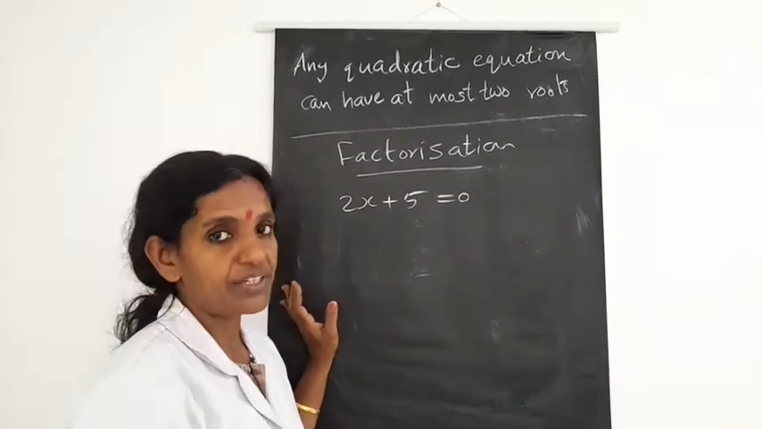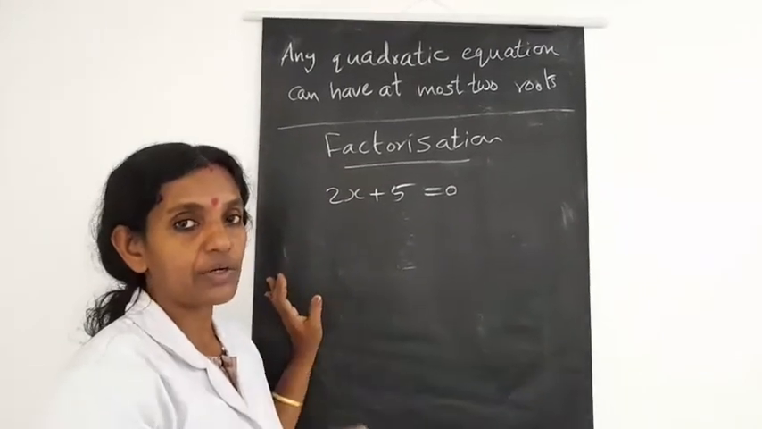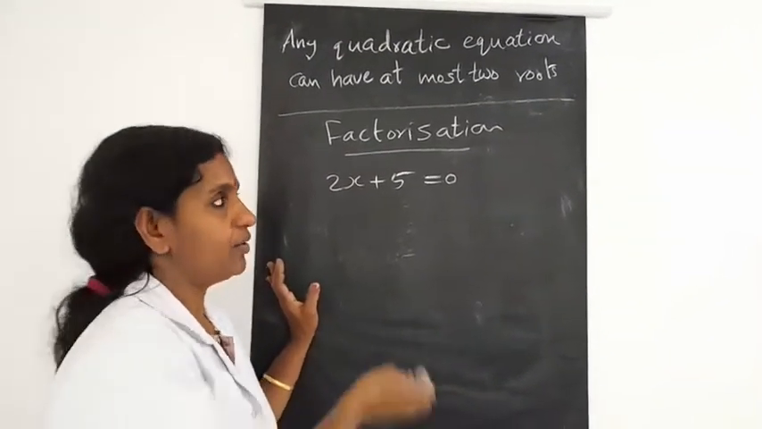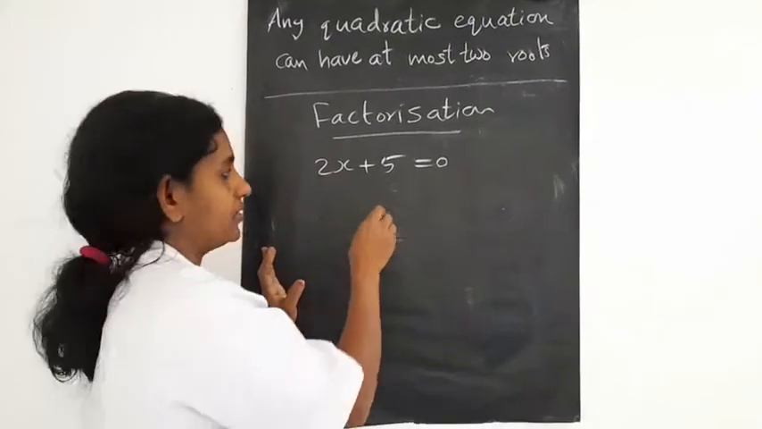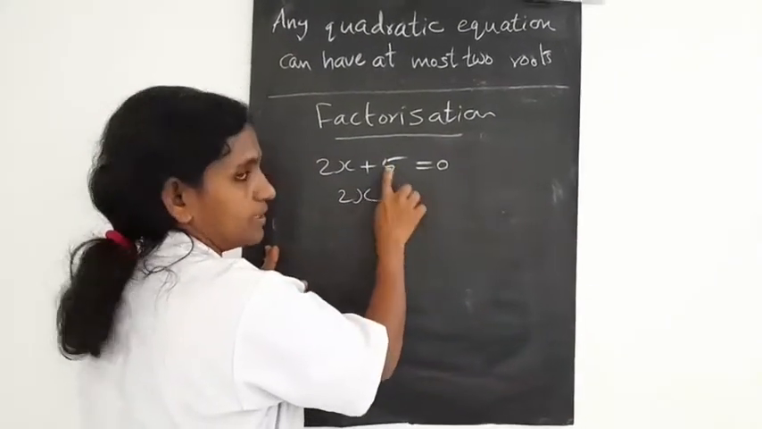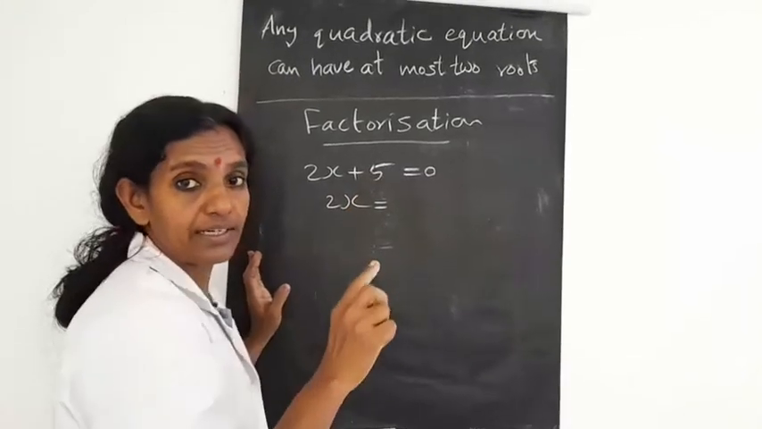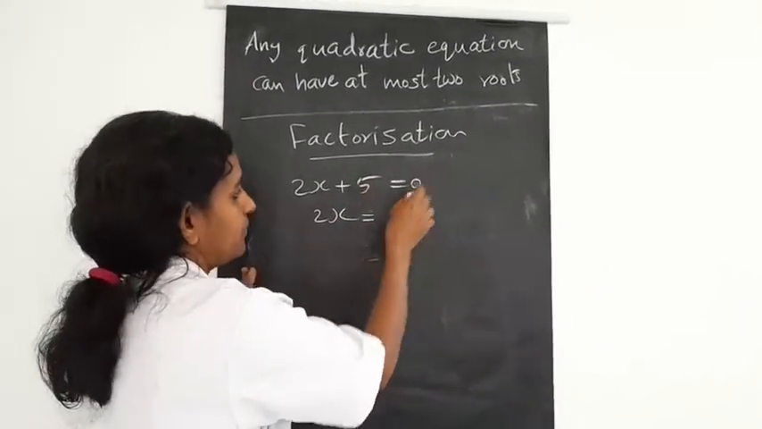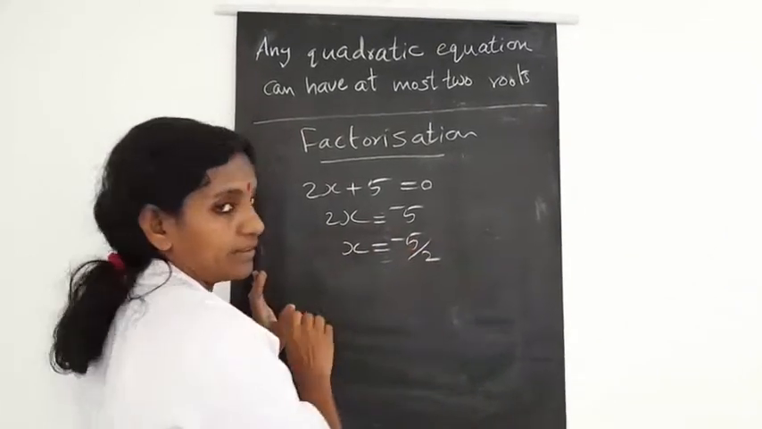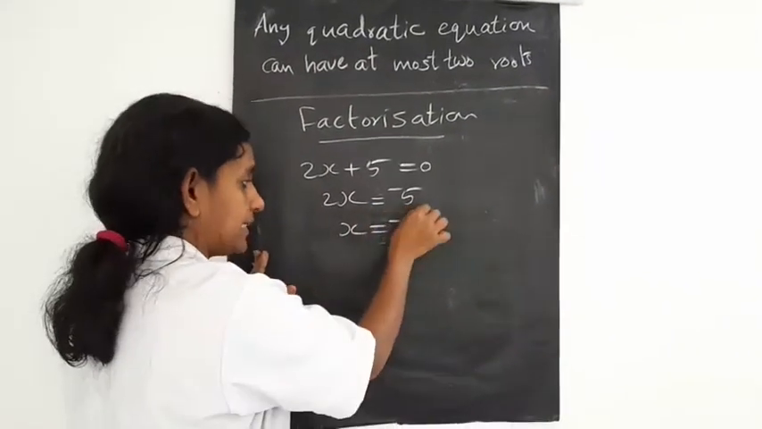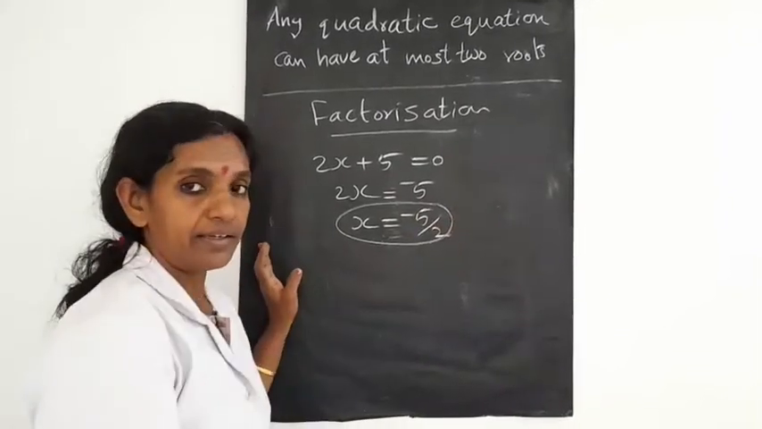It's a linear equation in one variable. Linear equations in two variables also you have studied. So here how can we find the solution, that is the value of x? 2x equal to, just solving this linear equation, plus 5 becomes minus 5. Then x equal to negative 5 by 2.